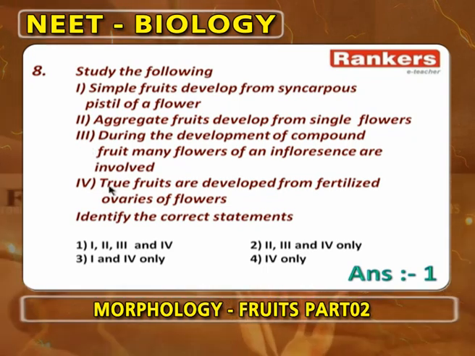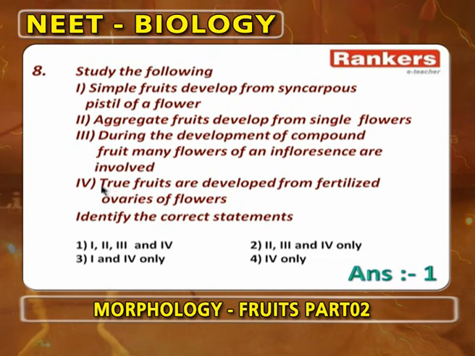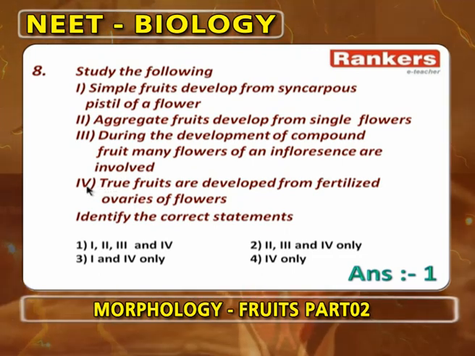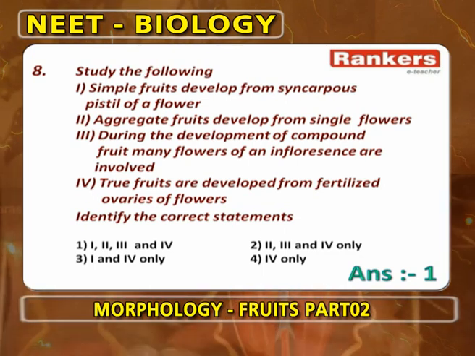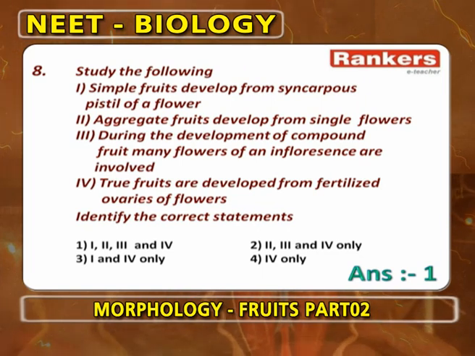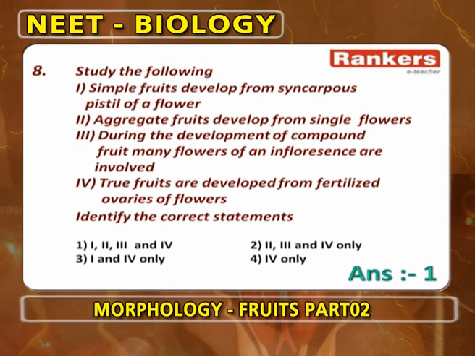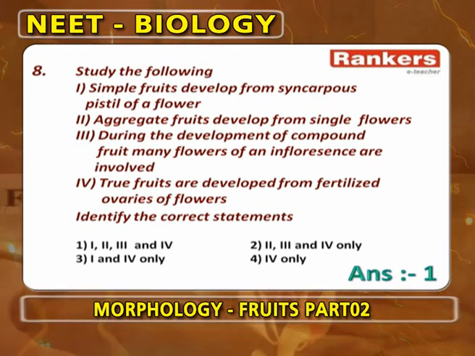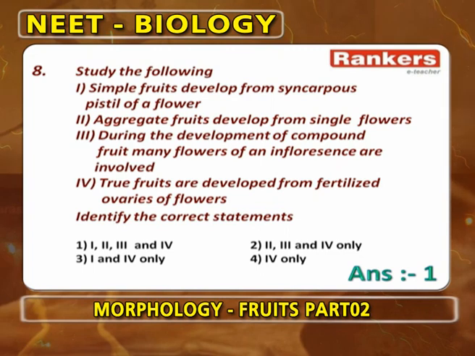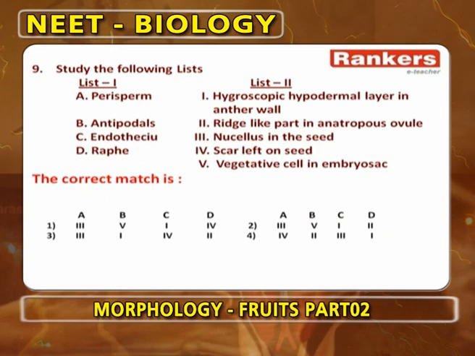Simple fruits develop from syncarpous pistil of a flower is correct. Aggregate fruits develop from the single flowers is correct. During the development of compound fruit, many flowers of an inflorescence are involved is correct. True fruits develop from fertilized ovaries of flowers is correct. So, the answer is 1, 2, 3, 4. All the 4 are correct. Next.